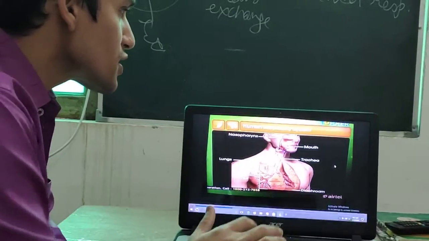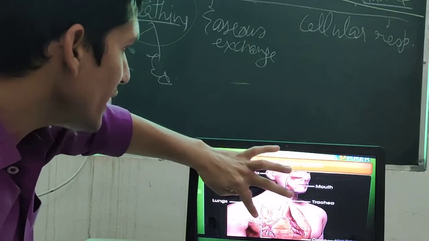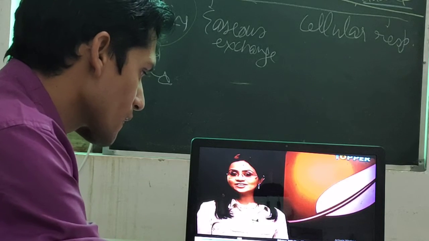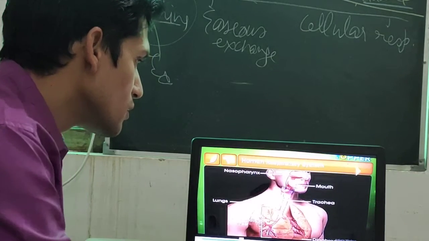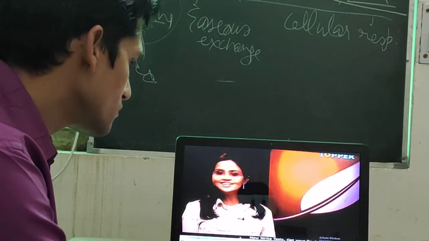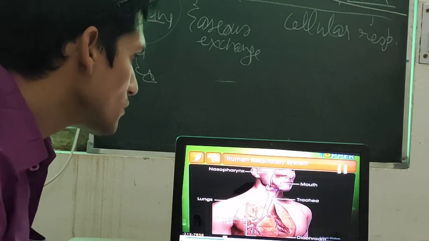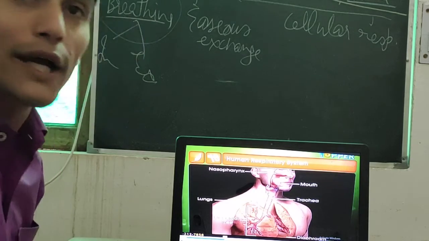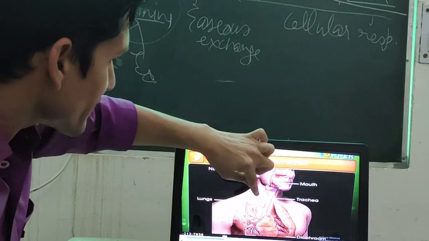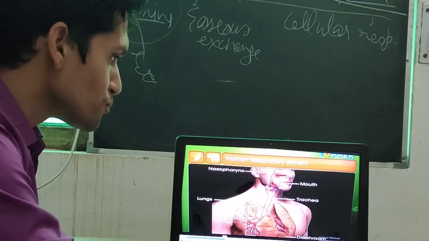The human respiratory system consists of the nose, nostrils, nasopharynx, trachea and the lungs. These are the parts of the human respiratory system.